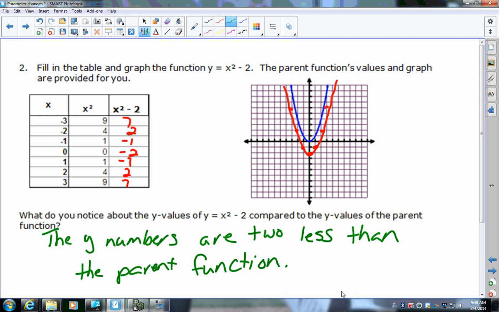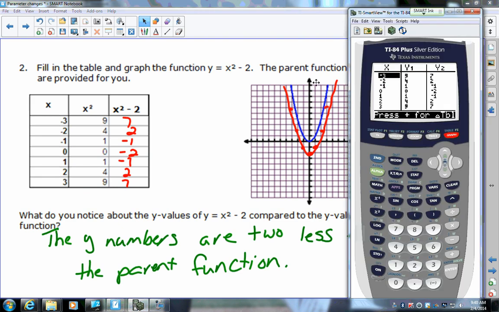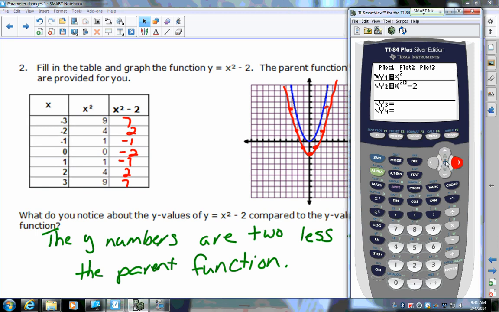So, wait a minute. Let's look at some. Take your calculators. What if we went into y equals, and we did x squared, and we did plus 6? How would that change my graph if I put x squared plus 6? When I press graph, how did it change my parabola? It moved it up 6 units, didn't it?